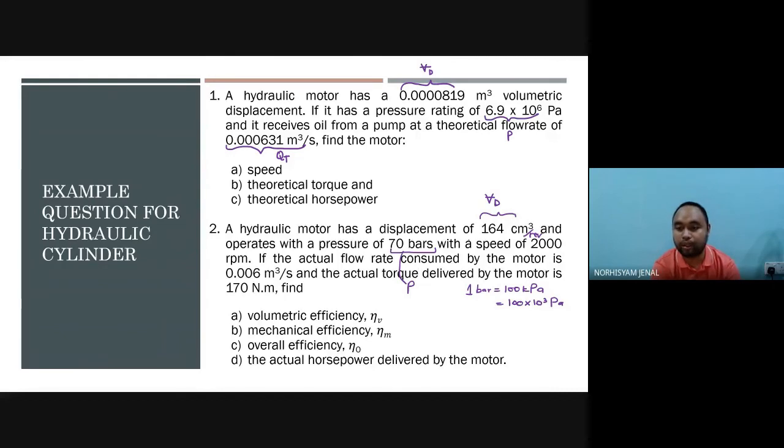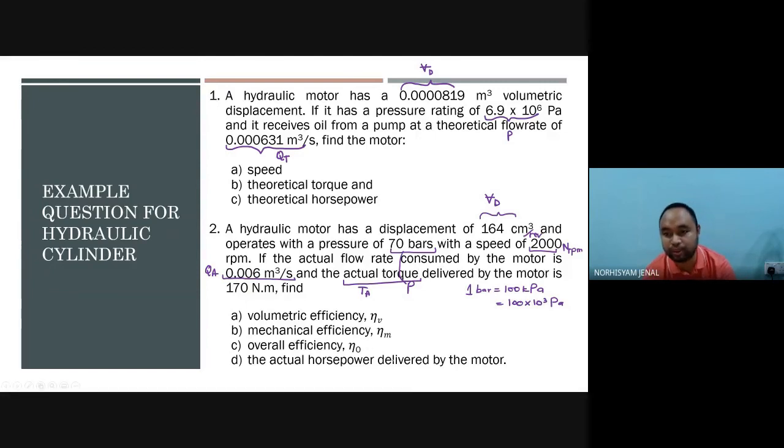With a speed of 2000 RPM, so this is N in RPM. The actual flow rate consumed by the motor is QA. And the actual torque delivered by the motor is 170 Newton meter, so actual torque, TA. Find volumetric efficiency, mechanical efficiency, overall efficiency, and the actual horsepower.